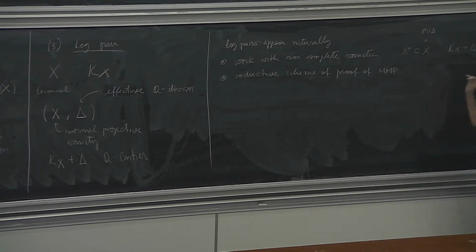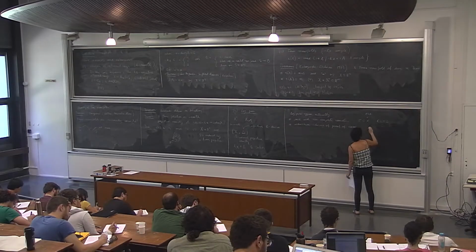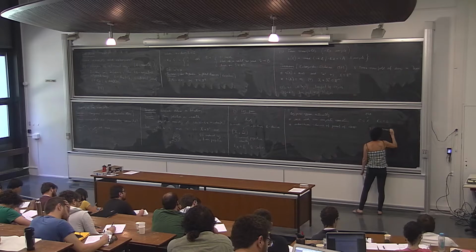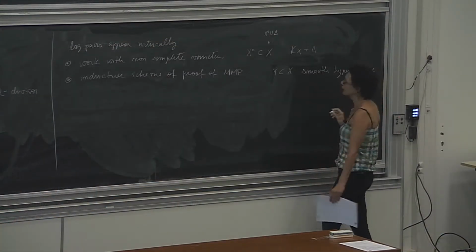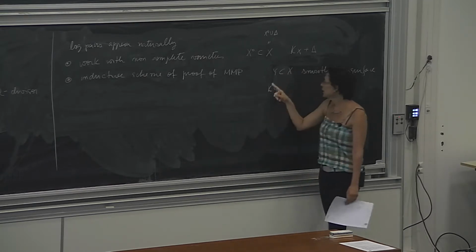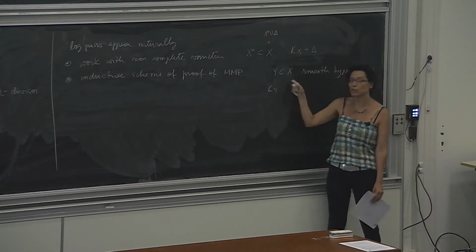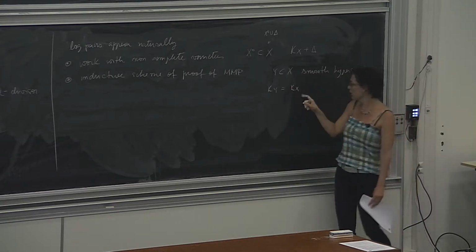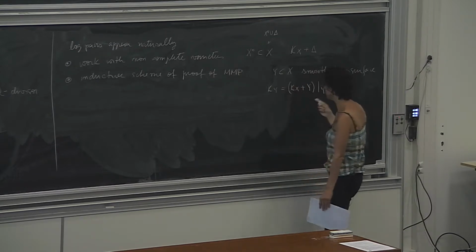So in which sense? Let me recall that if you look at the adjunction formula, so if you have, say, a Y inside of X, a smooth hypersurface, then in order to describe the canonical class of Y in terms of X, you restrict not only the canonical class of X, but the canonical class of X plus Y. So this is the adjunction formula.